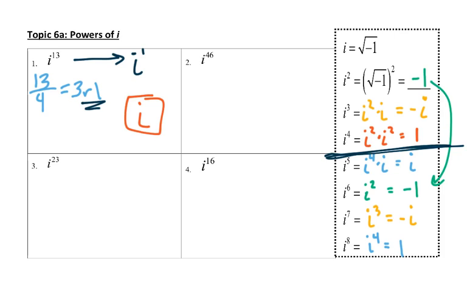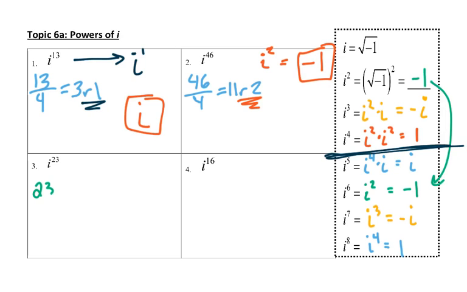Problem 2, I do the same thing, 46 divided by 4. So you take the exponent, divide it by 4, that's going to give me 11 remainder 2, but all we care about is the remainder. The remainder is your true exponent here, which is i squared. And i squared is -1.